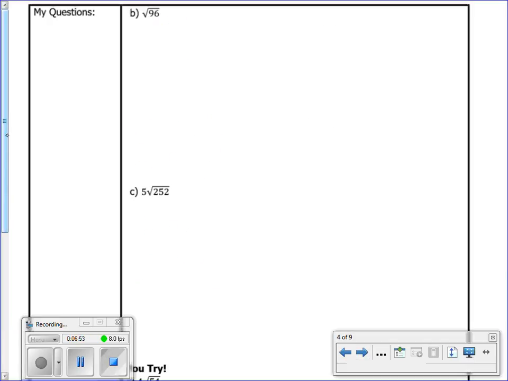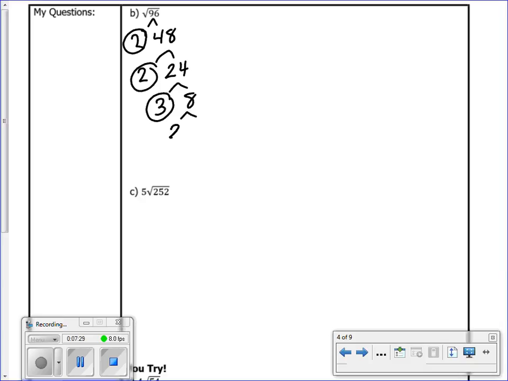For letter B, we have the square root of 96. All right. Well, you always first want to check to see if it is a perfect square in your calculator. It is not. So that means I have to break it down into its primes. 96 breaks down to 2 and 48. Circle the 2. 48 breaks down to 2 and 24. 2 is prime. Circle it. 24 breaks down to 3 and 8. 3 is prime. 8 breaks down to 2 and 4. 2 is prime. 4 breaks down to 2 and 2.